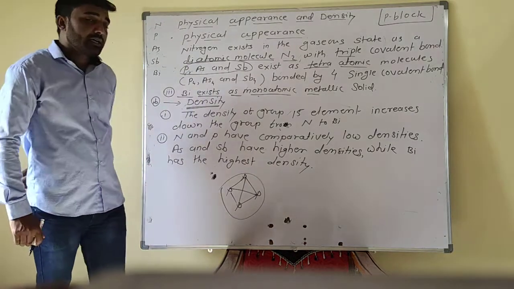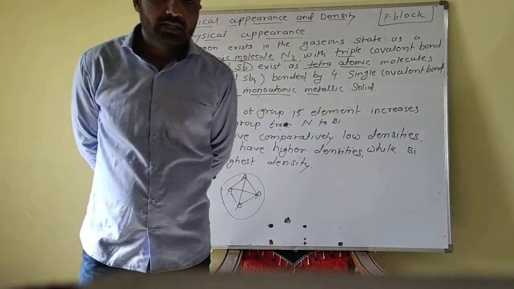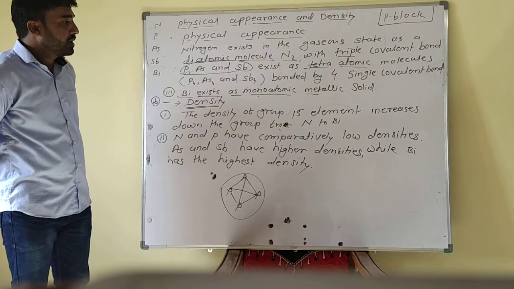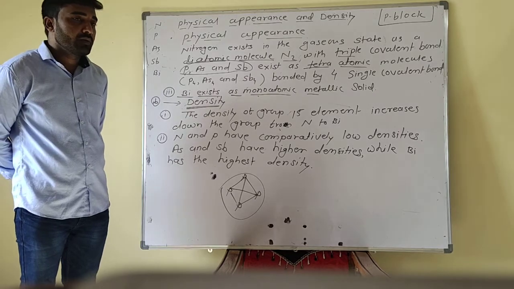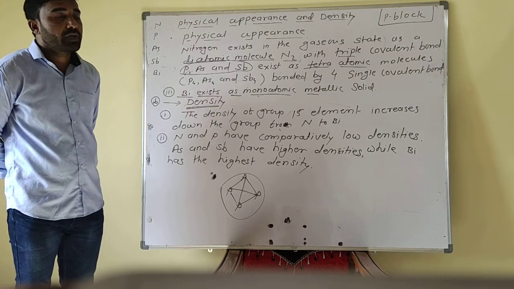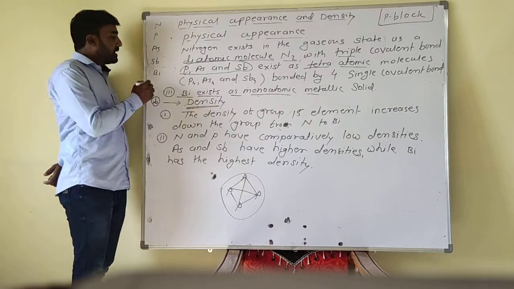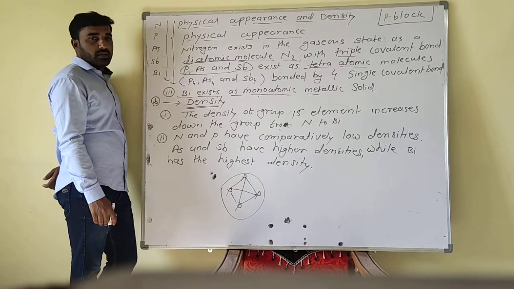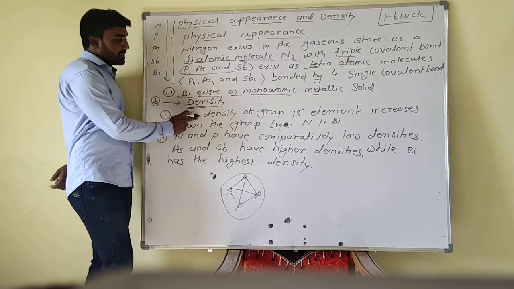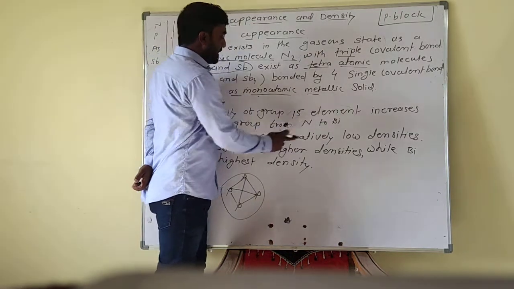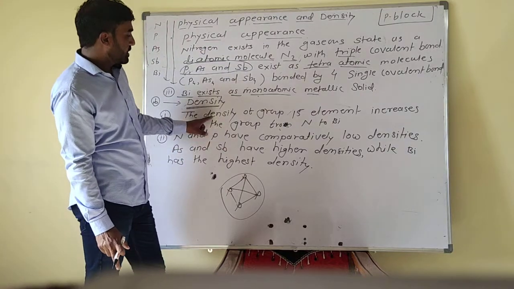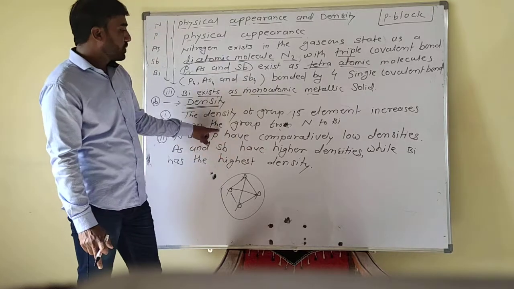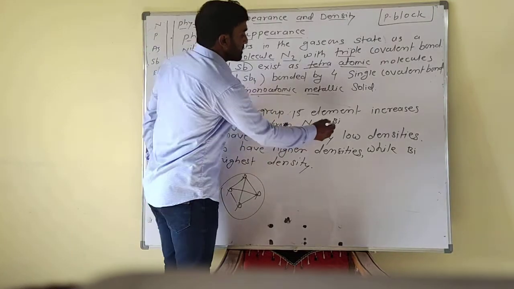So density also depends upon the size. Increase in atomic number means increase in molecular mass. So from top to bottom, or down the group, density increases, because of only one concept, that is the increase in atomic number and increase in molecular mass. So the density of group 15 elements increases down the group from nitrogen to bismuth.